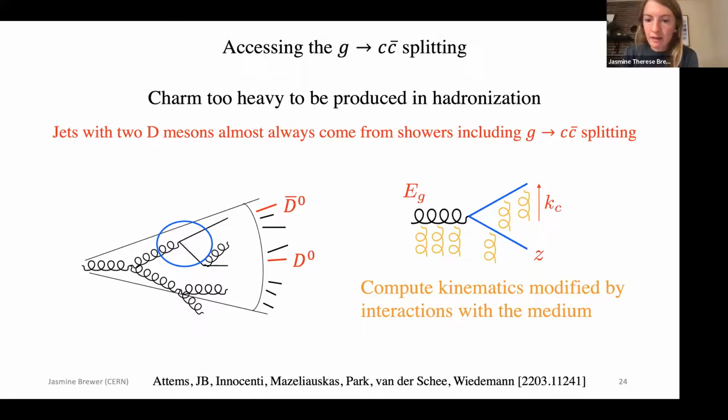And then, I'm not really going to talk about the details, but you can compute the medium modification of this splitting and then compare jets with two D mesons in heavy ion collisions to jets with two D mesons in proton-proton collisions. So that's the conceptual idea. Does that make sense at this level? Cool.